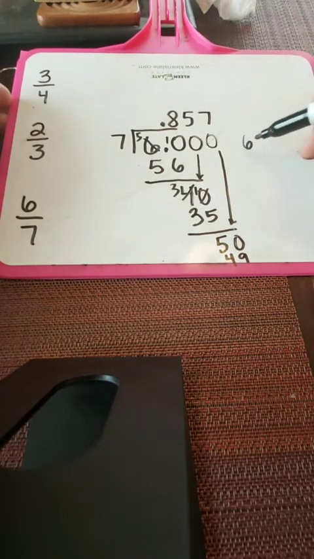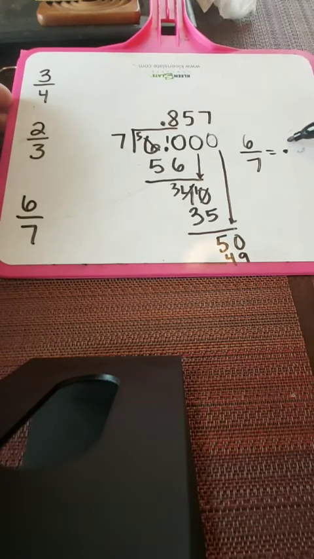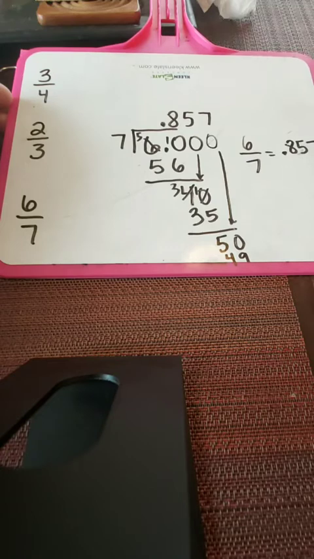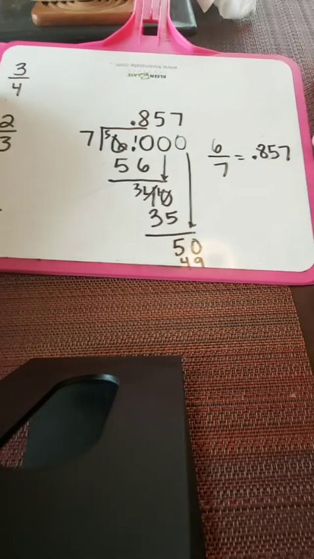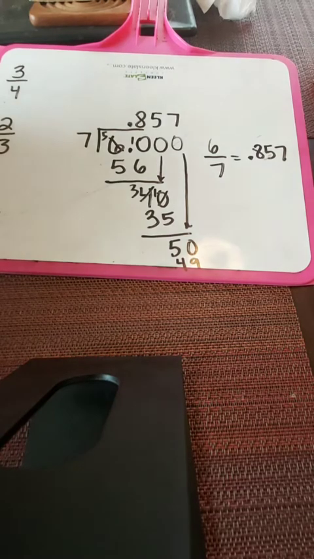But, so 6/7 equals 0.857, and that's far enough. See, there you go. And that's far enough on the decimal conversion. All right.